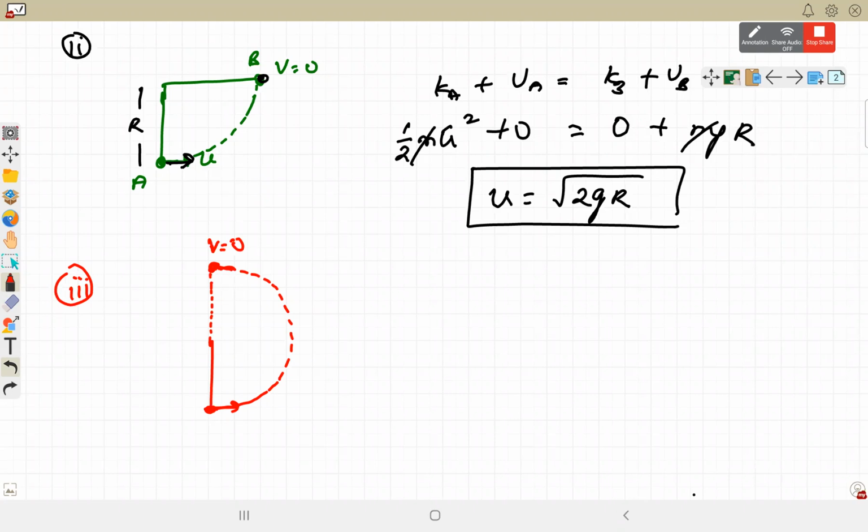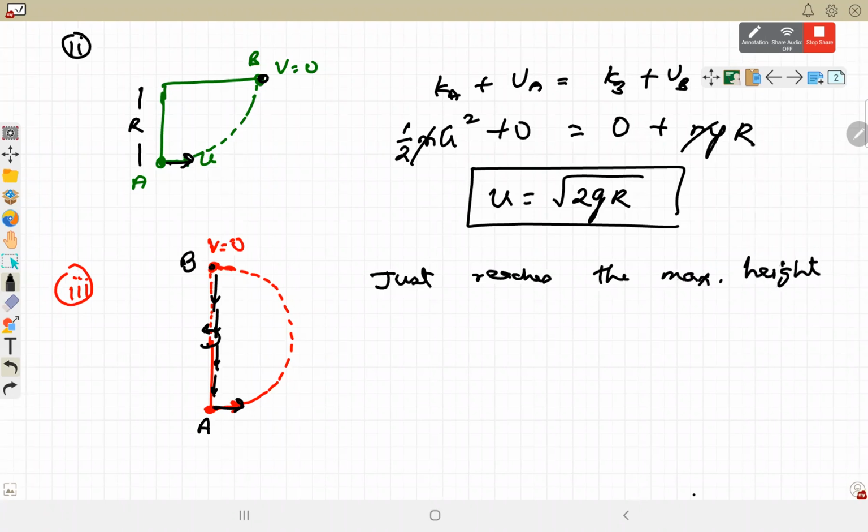So again, kinetic energy at A plus potential energy at A will be equal to kinetic at B plus potential at B. So these are some standard conditions: how much speed makes the string horizontal, how much speed makes the string vertical. But after becoming vertical, it just reaches the maximum height, meaning the string is becoming vertical, and from there it cannot continue, so it will then fall along the diameter under gravity, free fall under gravity. It just reaches the maximum height. Maximum height is this point B.